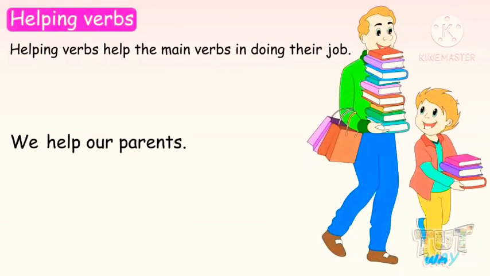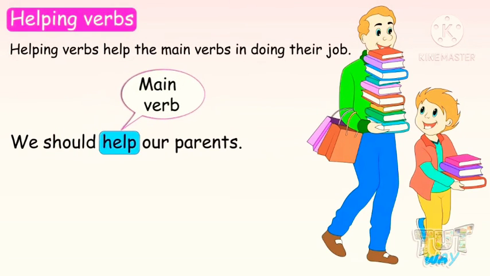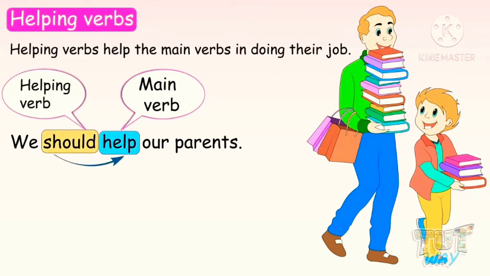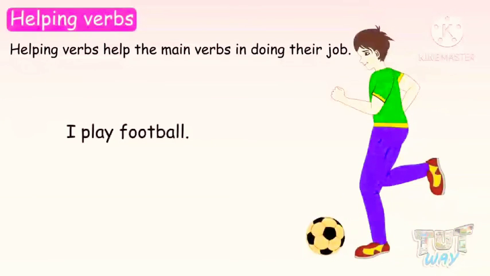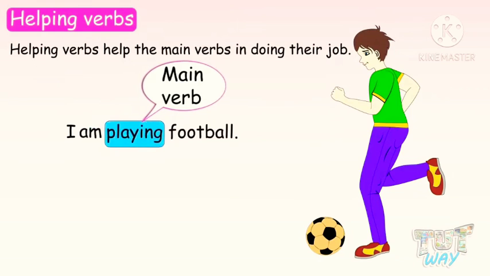Kids, some helping verbs are also there, which help the main verbs in doing their job. We help our parents. Here, help is the main verb. We should help our parents. Here, should is a helping verb of the main verb help. I play football. Here, play is the main verb in the sentence. I am playing football. Here, am is the helping verb of the main verb playing.